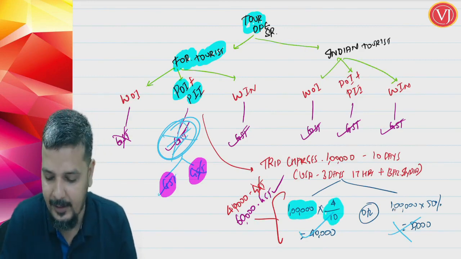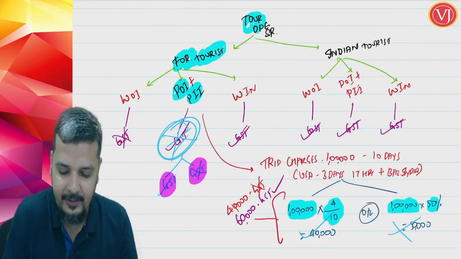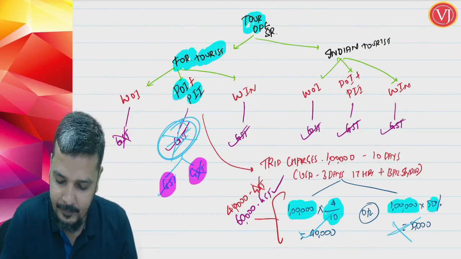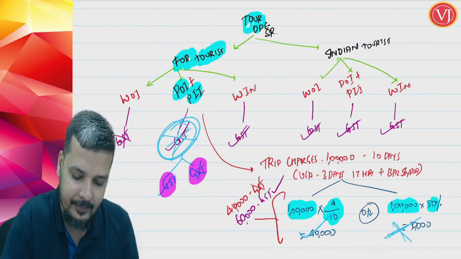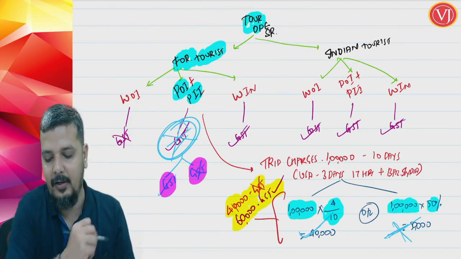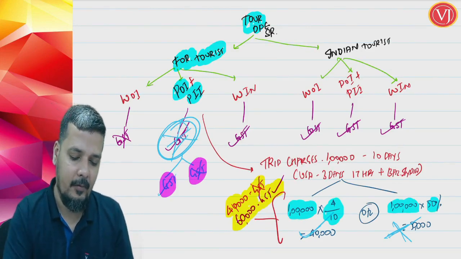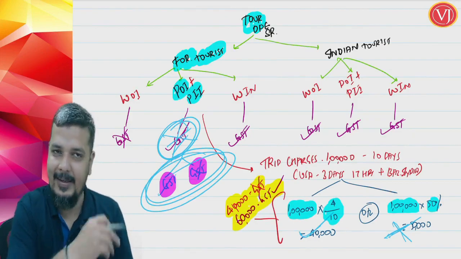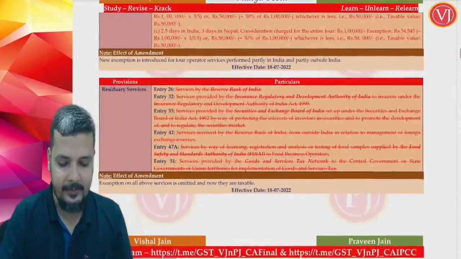Take that value, and on the other side, take the entire trip value multiplied by 50%. See which is lower. In our example, 40,000 is lower. So 40,000 is exempt, and the balance 60,000 is taxable. That is the way you have to calculate the exemption. It is the only service where you find partly taxable and partly exempt. That is all about your tour operator services.